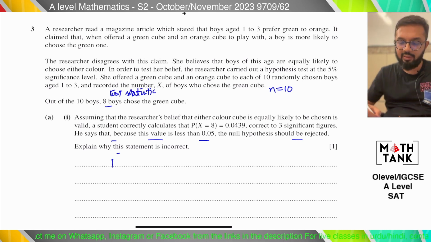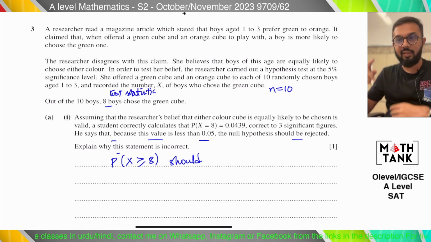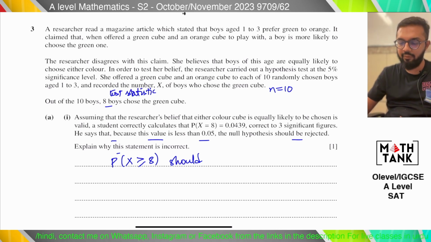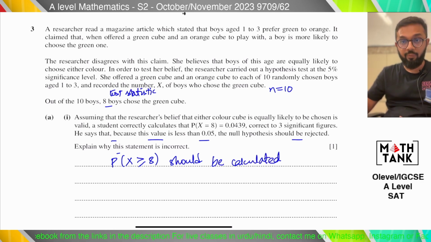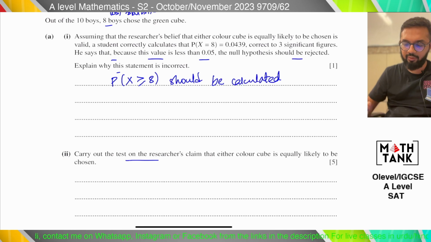So in order to test this claim, the probability of X greater than or equal to 8 should be calculated, not just 8, because the alternate hypothesis is that the probability is greater than 0.5. Your decision about your probability is basically dependent on the sign of the alternate hypothesis. We're going to see that in the next question. Let's just carry out the test.